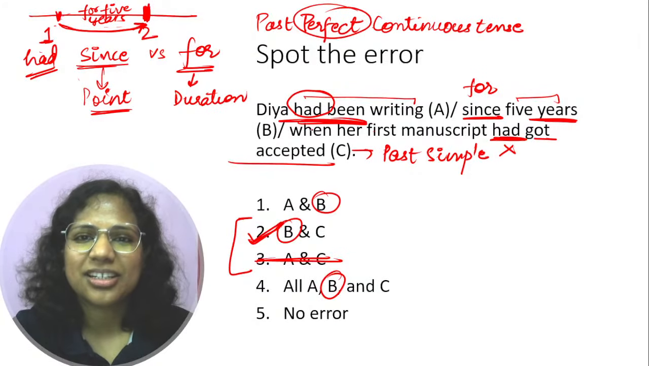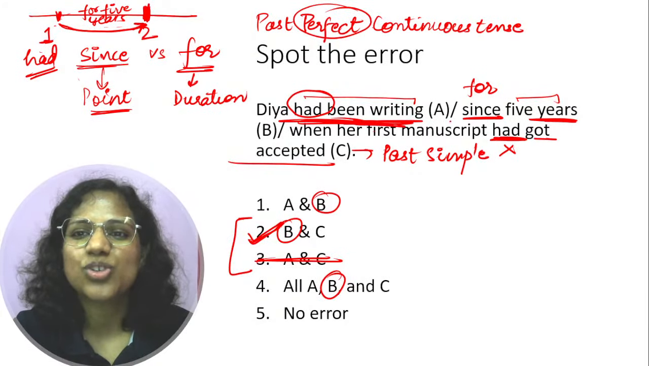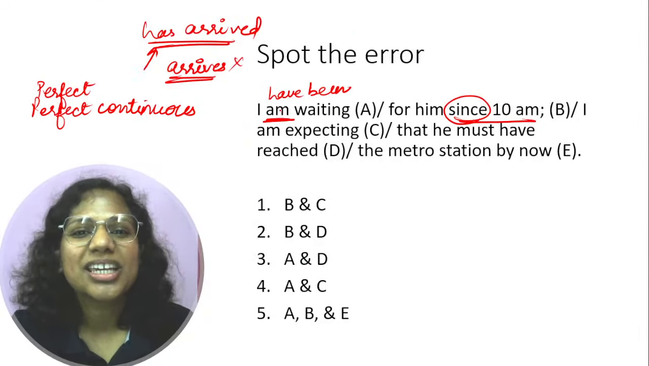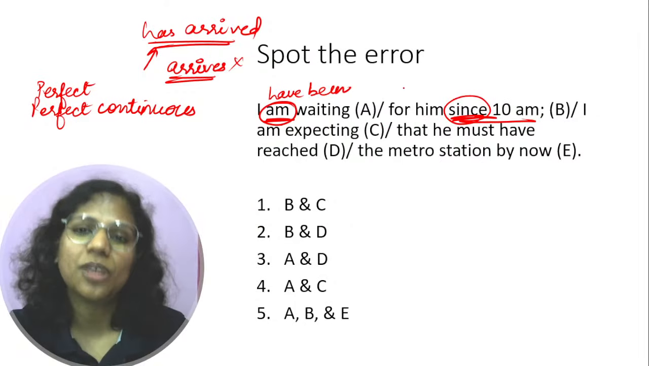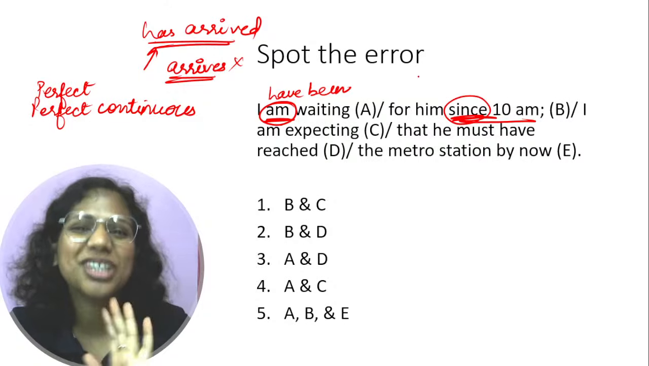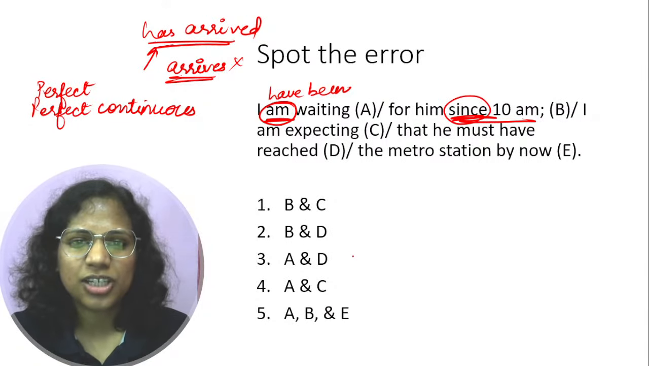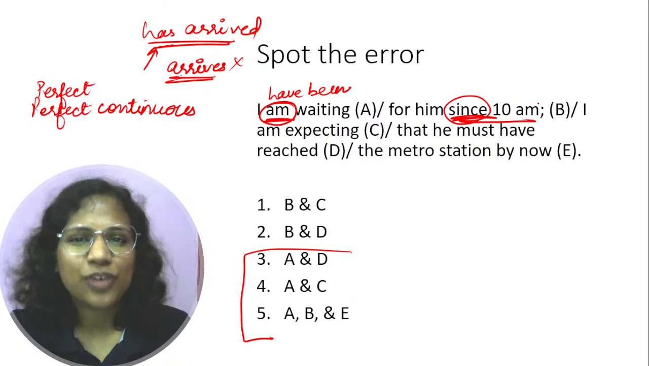Had been, perfect continuous. That's when I used since or for. That was required there, right? So, with present continuous you do not use since and for. So, I have been waiting for him since 10 a.m. That means I've been waiting since then. I have been waiting for him since 10 a.m. So, A is erroneous. B is fine. Since 10 a.m. No error there.